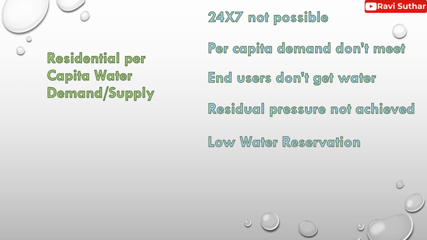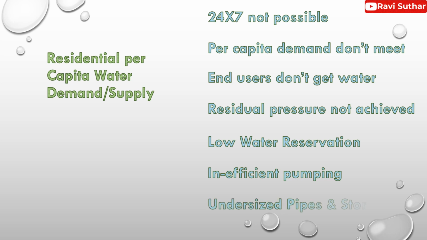Since we are designing the system based on residential per capita, we reserve less water at the source, and due to this less reservation, even if we have the capacity, we cannot supply the water to the town. This also leads to inefficient pumping, because less pumping capacity will be installed than required, and this leads to undersized pipes and storage.